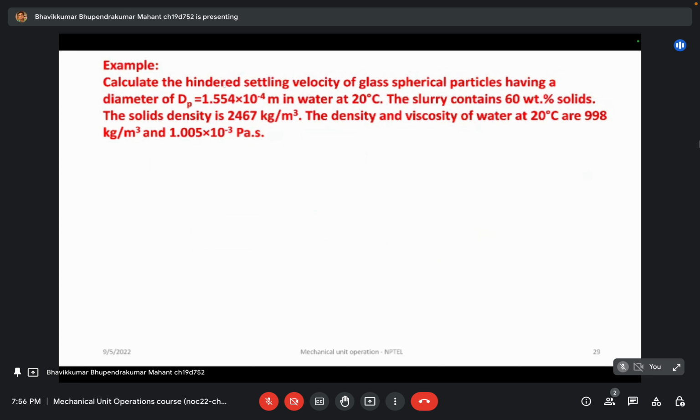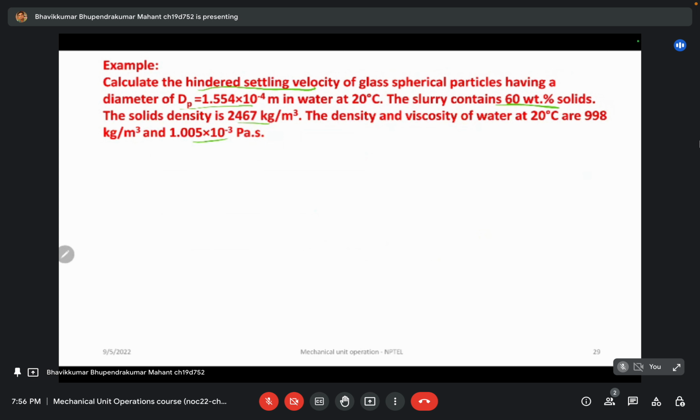Calculate the hindered settling velocity of glass spherical particles having a diameter of dp. This is the diameter of the glass spherical particle in water at a temperature of 20 degrees centigrade. The slurry contains 68% solid. The solid density is 2467 kg per meter cube. The density and viscosity of water at 20 degrees centigrade are 998 kg per meter cube, and this is the viscosity.